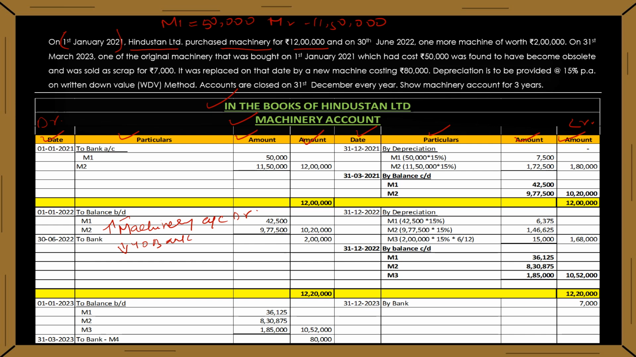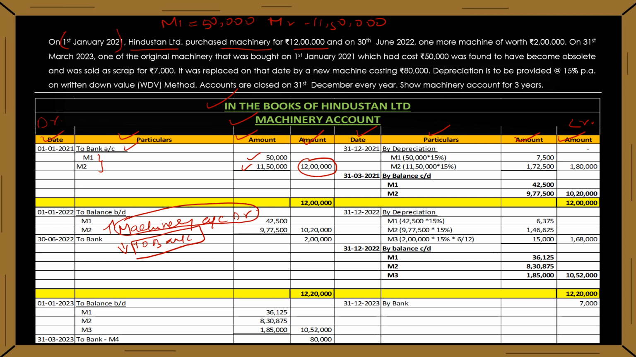Now we have opened the machinery account. Here, in the journal entry, bank is credited. Now in the ledger account, it will be debited to machinery account, with the particulars showing bank. Instead of writing the full amount, we are going to divide and write M1 as 50,000 and M2 as 11,50,000, and in the outer column you will have the total amount of 12 lakhs.